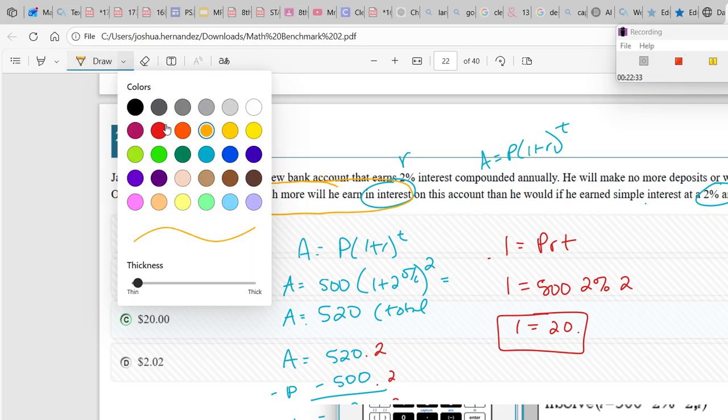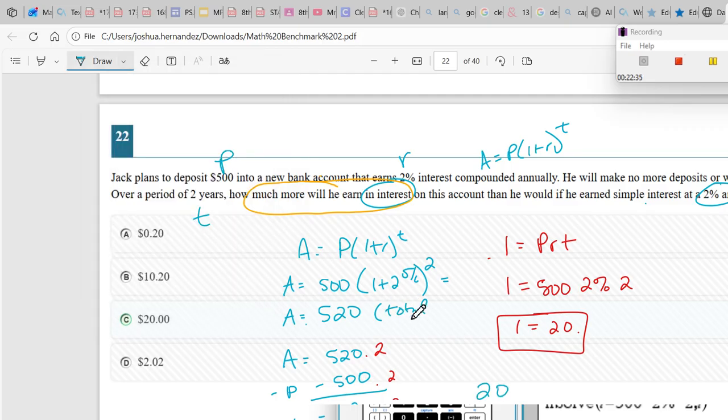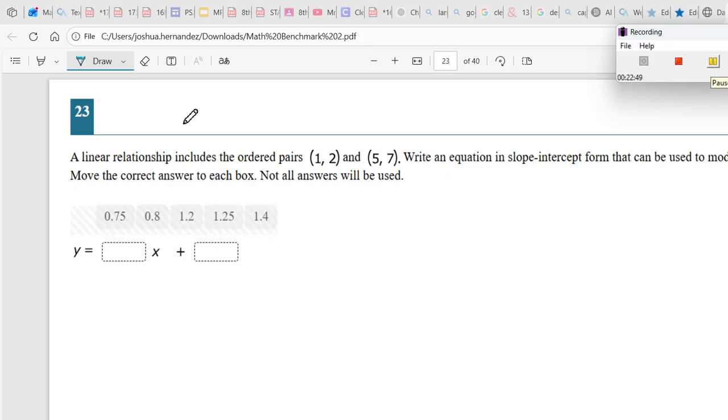So I'm going to get the interest in this one here, which is going to be 20.2, minus the interest of this one, or $20 here. And the difference is, so that's your answer. Good question, really good question.